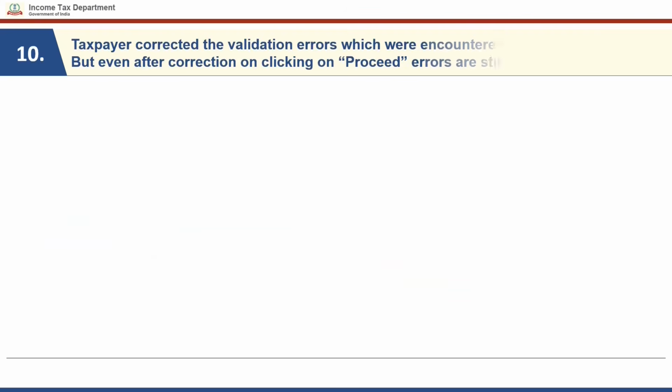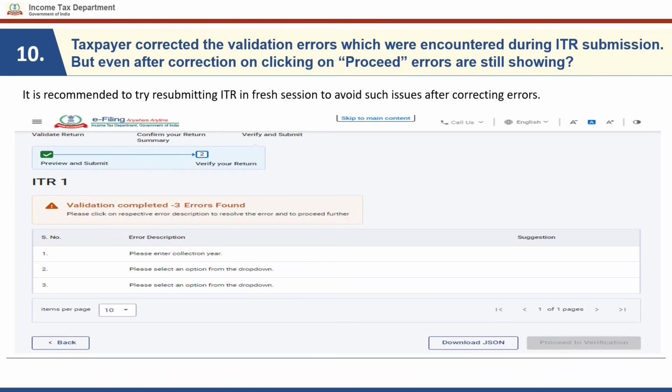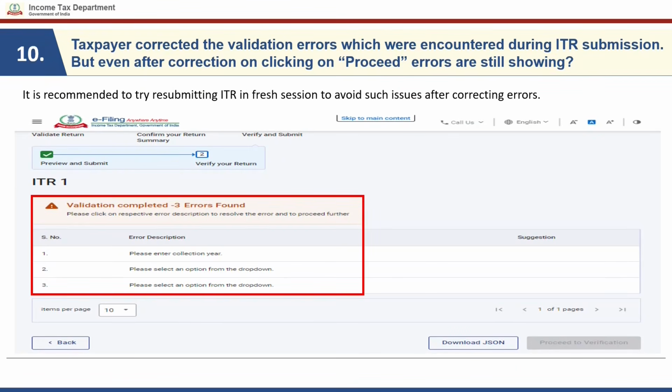Another issue could be that the taxpayer has corrected the validation errors which were encountered during ITR submission, but even after correction, when they are clicking on Proceed button, errors are still showing. In such cases, the taxpayers are recommended to try resubmitting the income tax return in a fresh session to avoid such issues after correcting the errors.